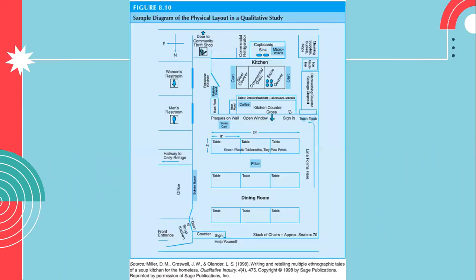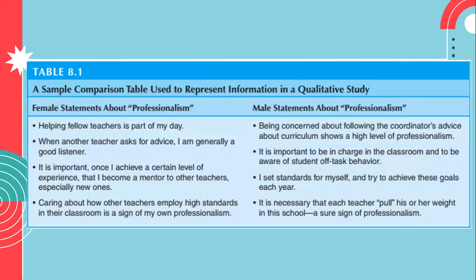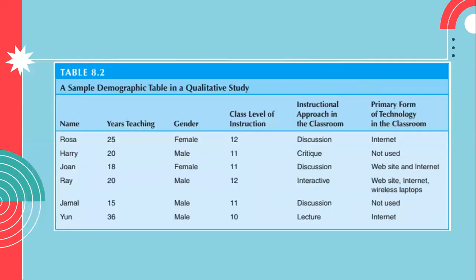This is the example of a diagram. So you may use this kind of diagram to represent the findings. This is the sample of a comparison table. You can see here the comparison table between female statements about professionalism and male statements about professionalism. So we can compare the statements from females and the statements from males in one table. And then next is the example of a demographic table.